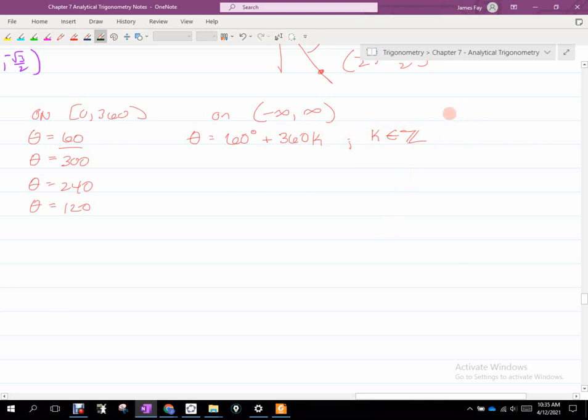Which, remember, your integers are things all the way from negative infinity to positive infinity. No fractions, anything like that, right? Yes?